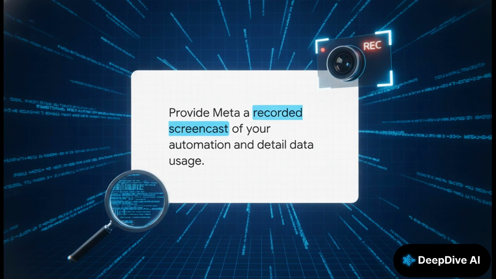But wait, before you can go full scale, there's one final hurdle, the app review step. You actually have to provide Meta with a recorded screencast of your automation working. You've got to visually prove the system is in action and provide a detailed written explanation of exactly how you're using their data. It's a rigorous audit to make sure you aren't breaking any of those compliance rules we just talked about.